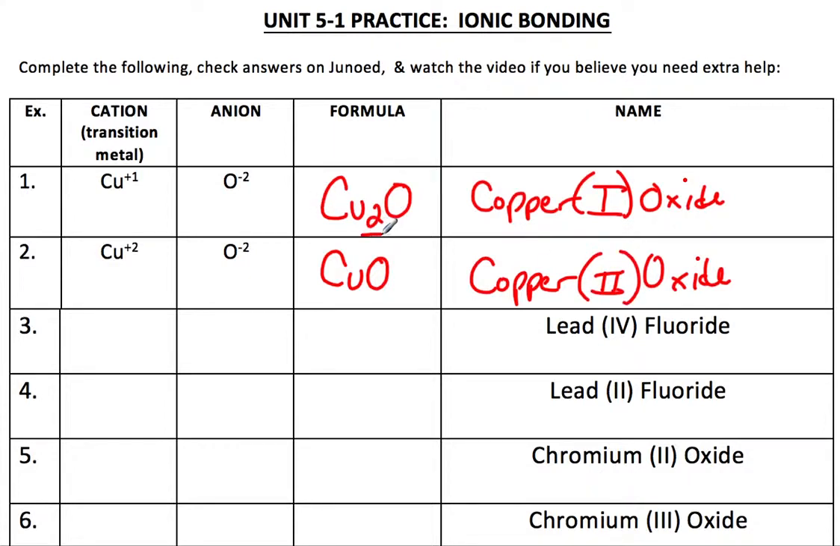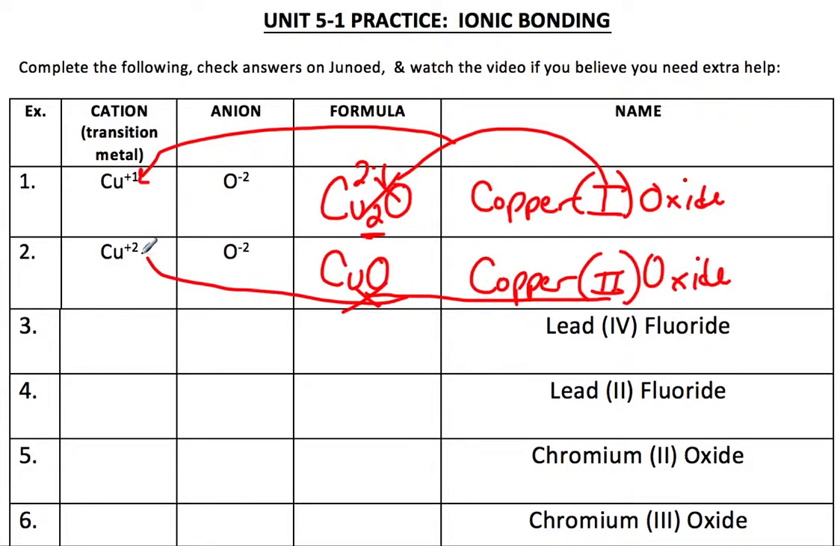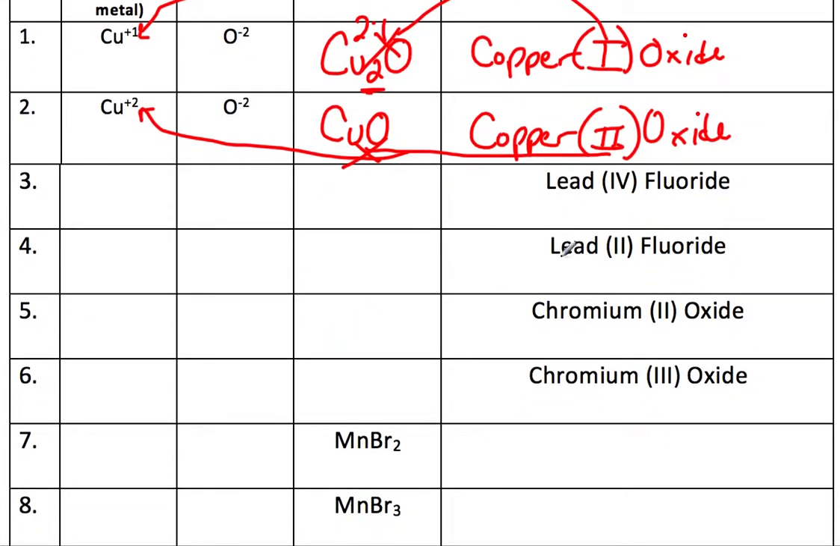Now notice, there's 2 coppers in this formula. It's a 2-to-1 ratio here with copper and oxygen, but it's Roman numeral 1 because the 1 doesn't mean this. The 1 indicates that it's a +1 charge. Just like over here, there's only 1 copper in the formula, but the Roman numeral is not a 1 because it's not what it represents. The Roman numeral represents the charge. Roman numeral, charge.